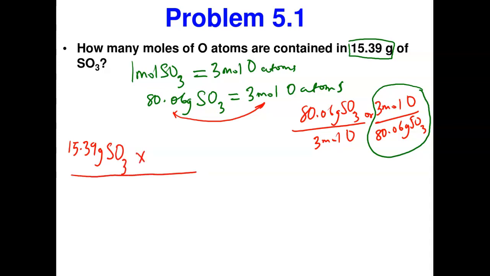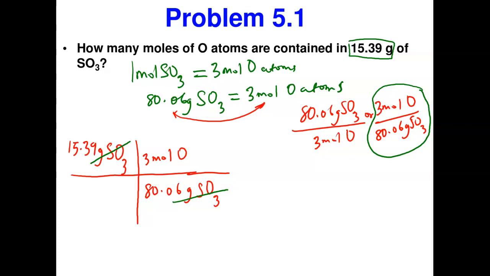You can always use the table. That seems easy for the student. I want to be using that more consistently now. Then look at the conversion factor: 3 moles of oxygen and 80.06 grams of sulfur trioxide. Let's see if this cancels. Look at this. Grams of sulfur trioxide cancels grams of sulfur trioxide. And we're only left with 3 moles of oxygen at the top.